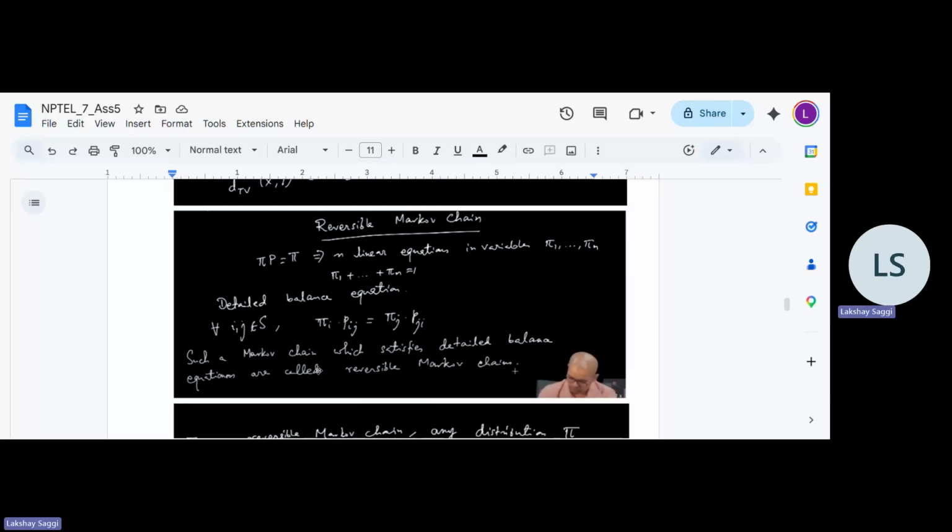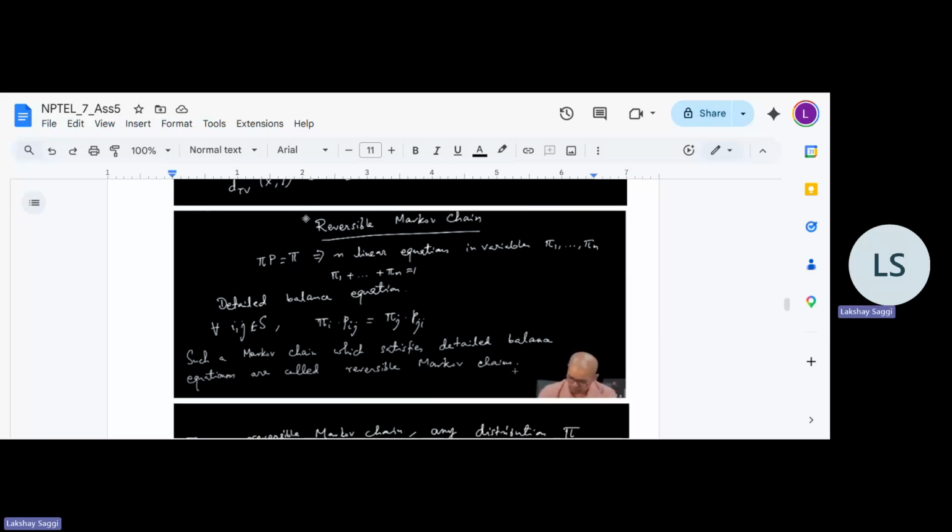And what's the detailed balance equation? Suppose instead of looking at this equation itself, we say that for any pair of states, we start at state i with probability pi i, and then we move from state i to state j with probability P i j. Then if pi i times P i j is equal to pi j times P j i, such a Markov chain which satisfies these detailed balance equations is called a reversible Markov chain.